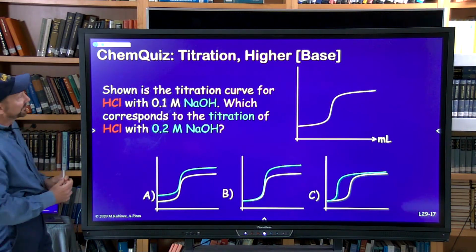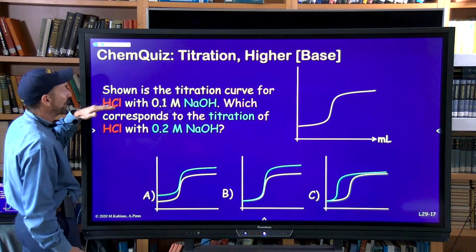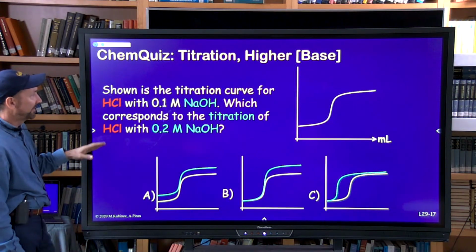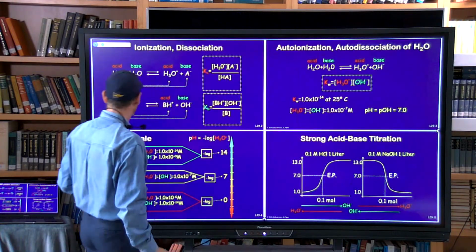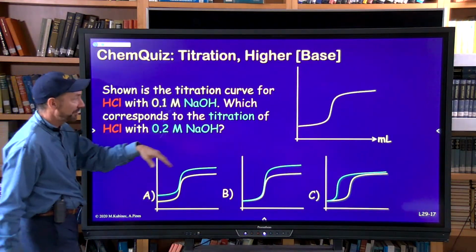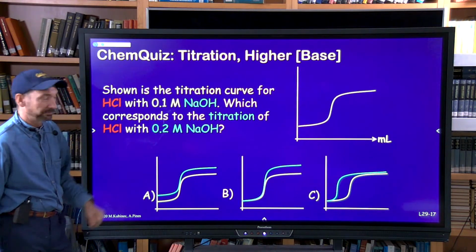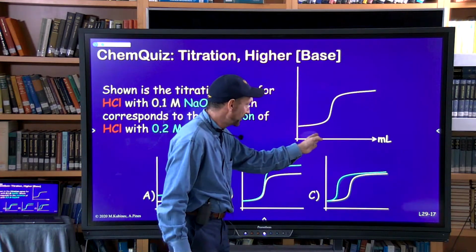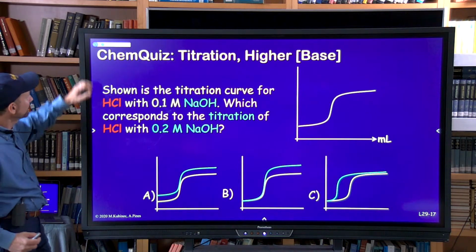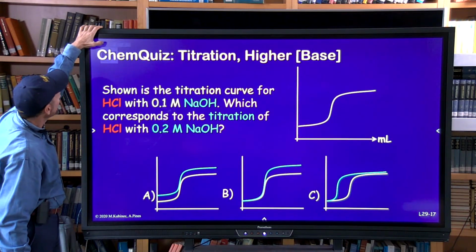Okay, let's do this one. You can talk about this in your breakout rooms. Here's the titration curve for HCl with 0.1 molar NaOH. And it's just schematic. What if I do the same thing, start at the same place, but instead titrate with 0.2 molar NaOH? The volume of NaOH we add is on the x-axis there. What happens in that case? Think about that. There are 3 options here in your breakout room, and we'll take a vote.